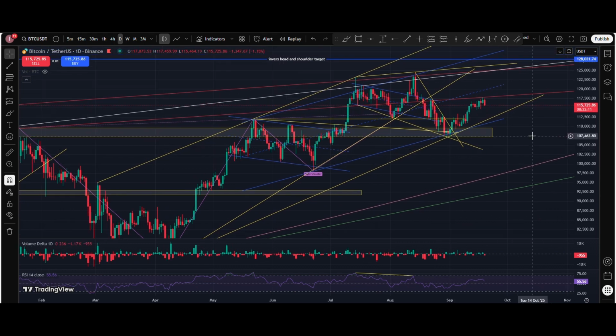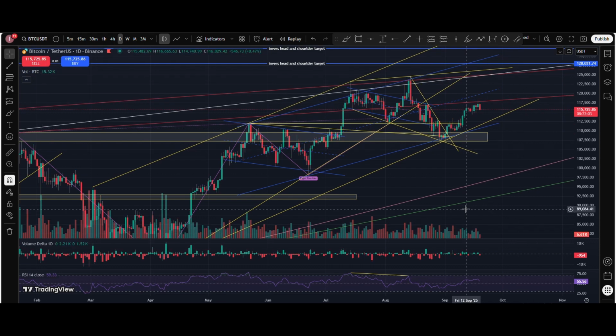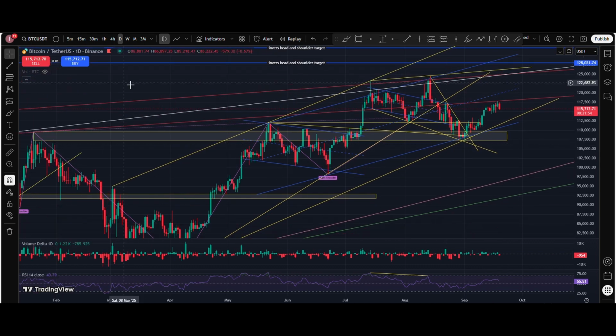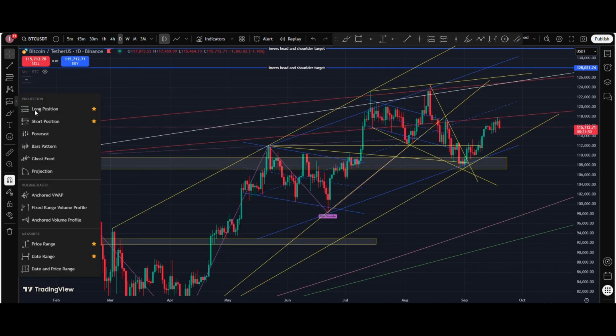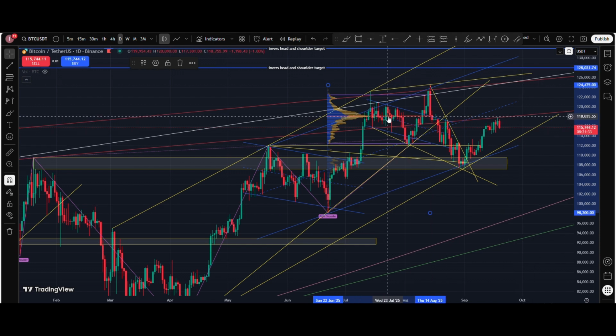So now we can apply volume. Not a clear decision now, so we can hide this volume and apply a fixed range volume profile. We can apply it from this swing low to this swing high, and the market is coming to the point of control area. This is a huge volume area, and the market was rejected from this volume area below.